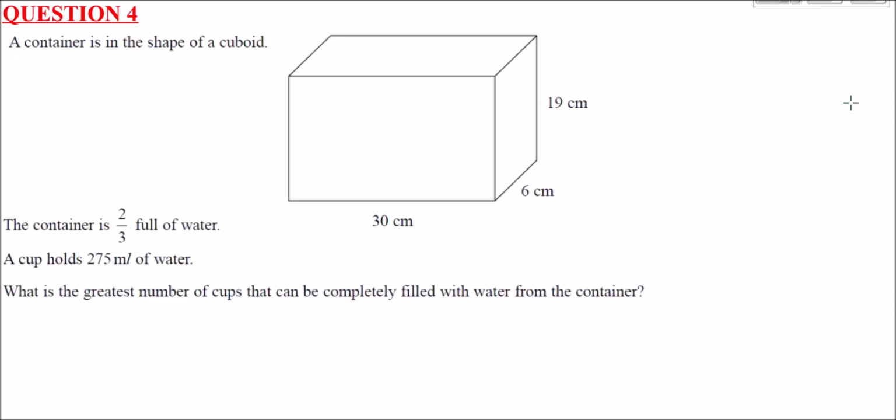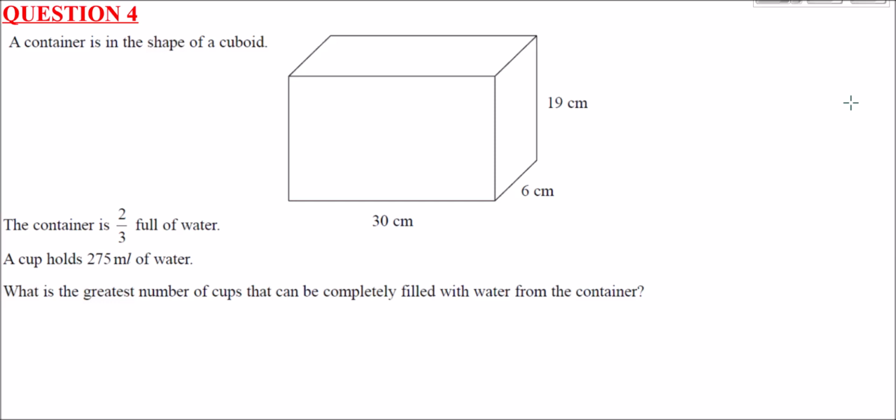Question 4 is a volume question. So we have a container here. It's in the shape of a cuboid, and we're told the container is 2/3 full of water. We're then told that a cup holds 275 mils of water. We need to work out the greatest number of cups that can be completely filled with water from the container.